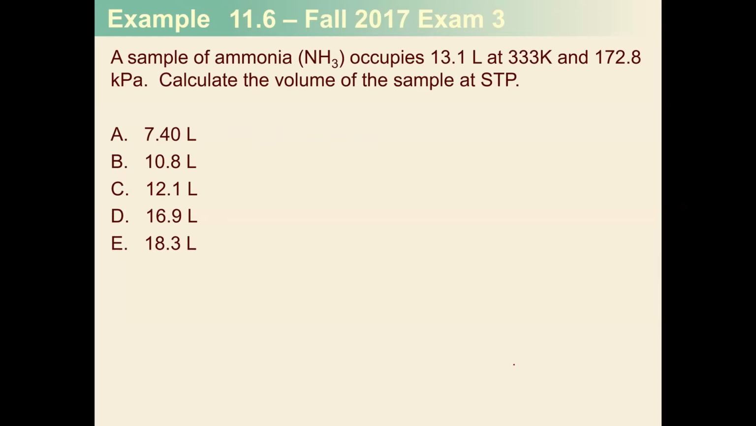Calculate the volume of the sample at STP. This is important because while you may not feel like you have gotten a lot of information, you have gotten enough for this problem to be solved. So let us go back to our combined form of P1V1 over T1 equals P2V2 over T2. And notice that we are going to solve for volume again. So this is V2 equals P1V1 times T2 over T1 and our pressure 2.